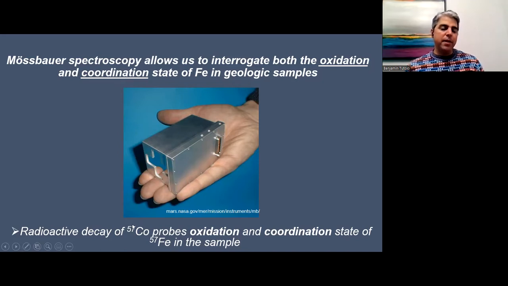And again, it's using the radioactive decay of 57 cobalt in order to probe the oxidation and coordination state of 57 iron. If we assume that that 57 iron is representative of all of the iron in the sample, then we have a very good idea of the oxidation and coordination state of that iron.